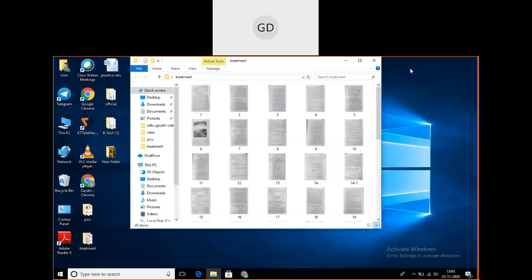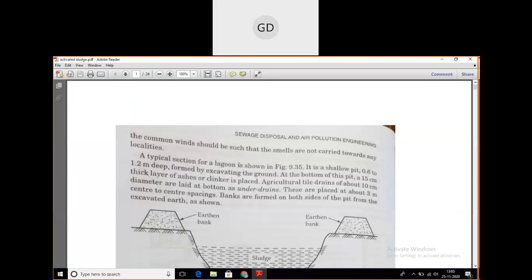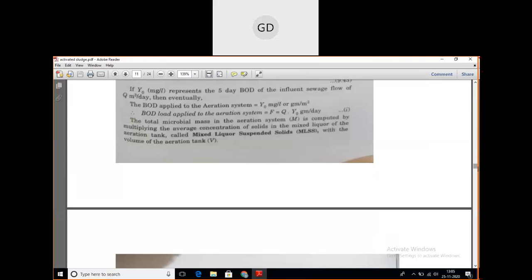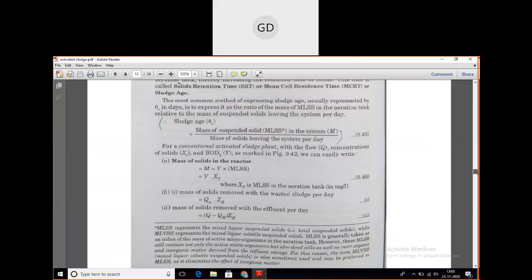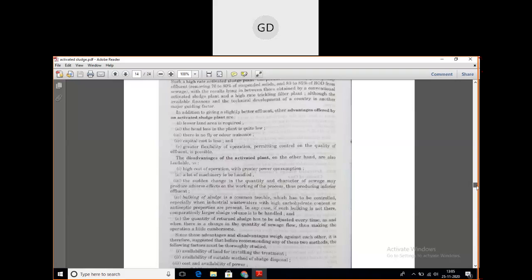Okay, so last class we did the activated sludge process. Yes, we have completed the activated sludge process. We have done the advantages and disadvantages of the activated sludge plant also, I guess. Yes, we have done this one also.